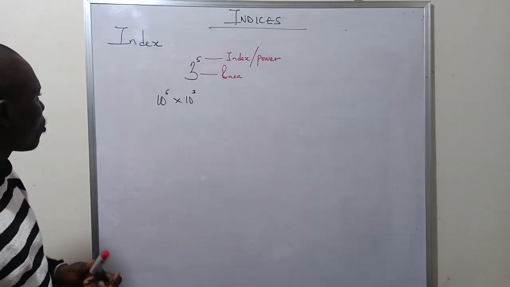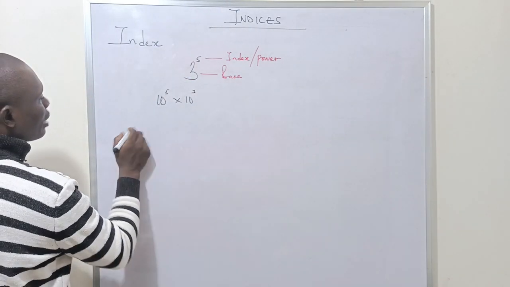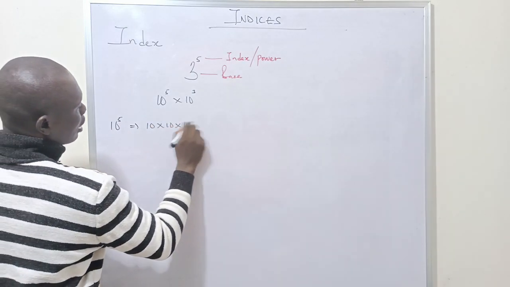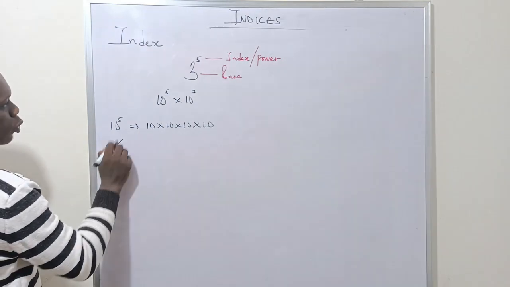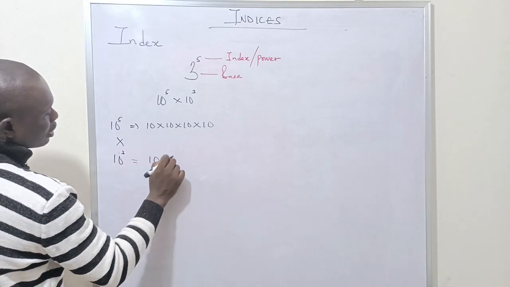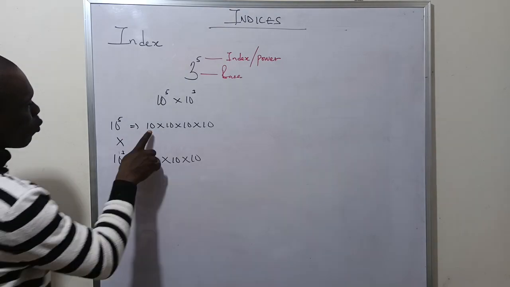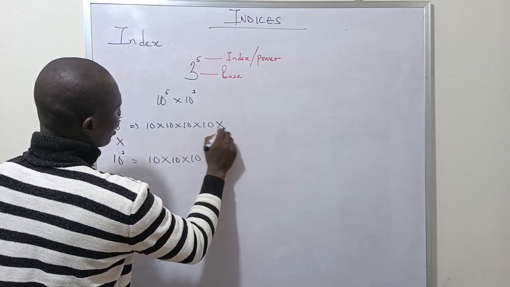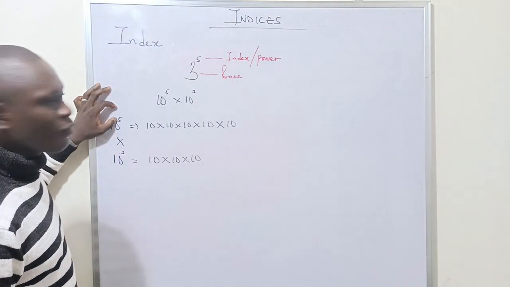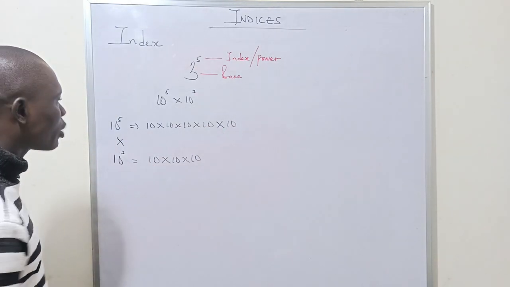If you're asked to solve something like this, what do you do? Normally you all know that your 10 raised to the power of 5 here will give us 10 times 10 times 10 times 10 times 10, multiplied by 10 raised to the power of 3. So 10 raised to the power of 3 is the same thing as 10 times 10 times 10. 10 raised to the power of 5, I'm multiplying 10 in 5 places: 1, 2, 3, 4, 5. And 10 raised to the power of 3, I'm multiplying 10 three times.